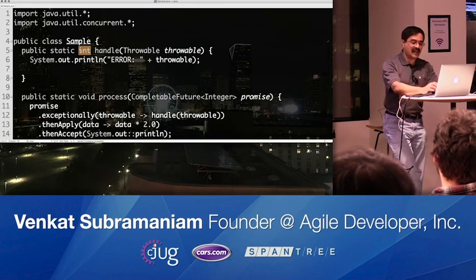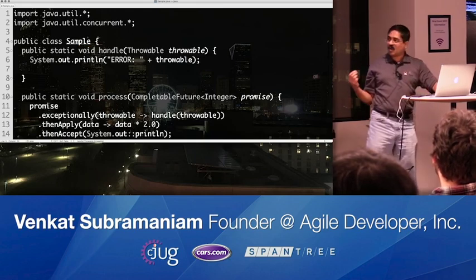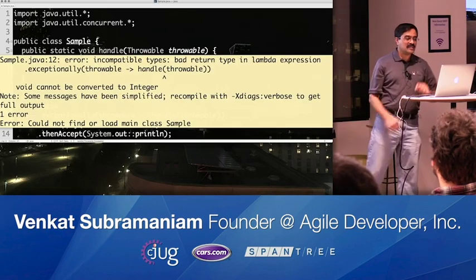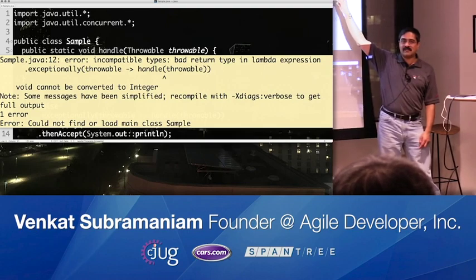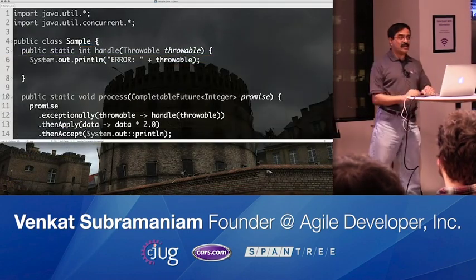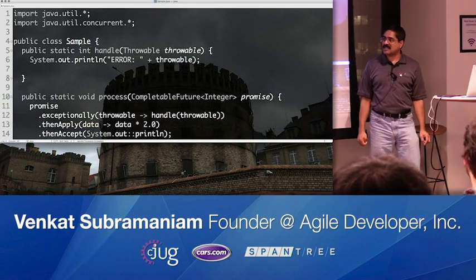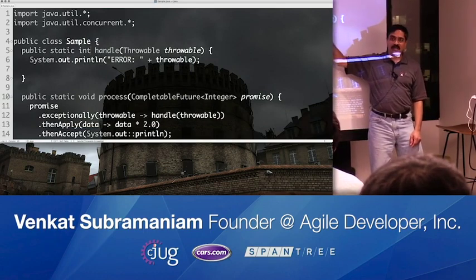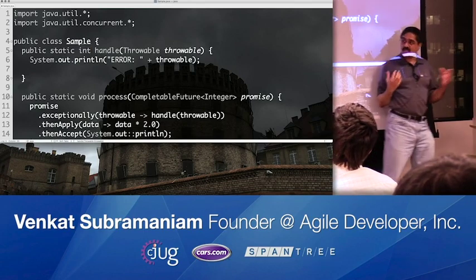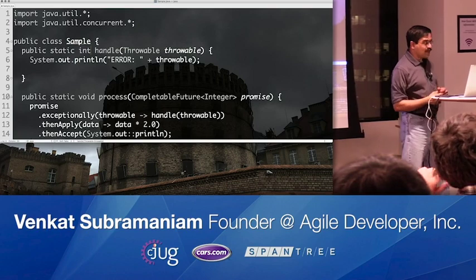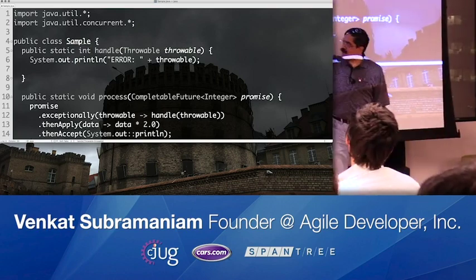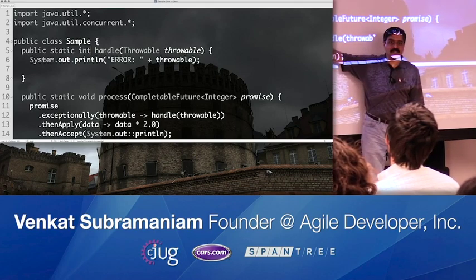If this were not an int, if I make it a void, the code won't compile at this point. As you can see, I get a compilation error saying bad return type in lambda, and it's not happy with it. But if on the other hand I put an int, it's like, okay, I'm happy with this, because your completable future is going to receive an integer, so this better return an integer, right? So you have to decide on the return type that you're going to continue the pipeline.